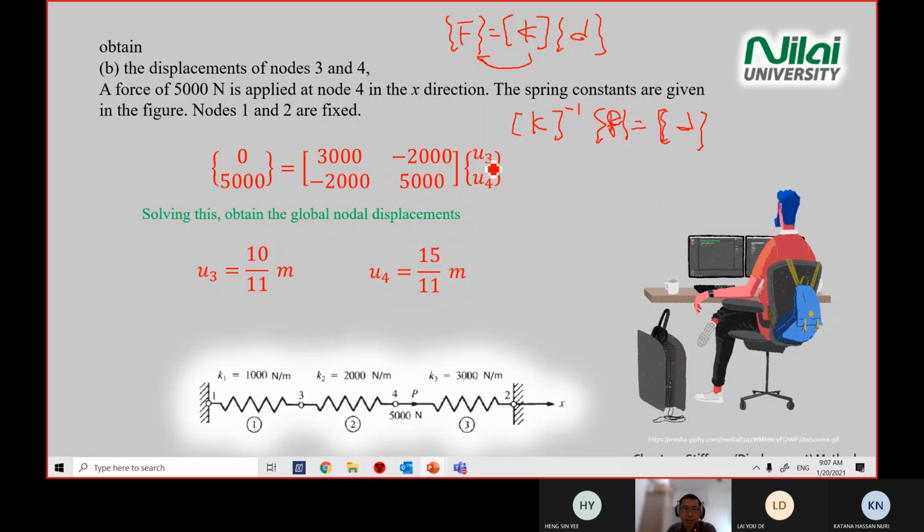So how do you calculate the inverse of a 2 times 2 matrix? Go back to your mathematics handbook. There's a procedure to process this one. So at the end, you get U3 equal to this number, U4 equal to this number.